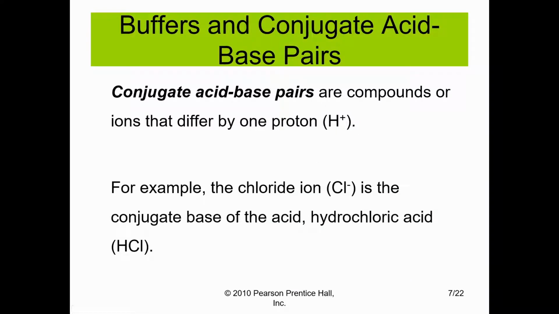When we have a pair of compounds that differ only by one proton, these are considered to be conjugate acid-base pairs. The only difference between these two molecules is that one proton that's being passed back and forth. For example, a conjugate acid-base pair would be hydrochloric acid, HCl. That would be the acid, and then the conjugate base would be Cl-, or the HCl after it's lost one proton. The only difference between these two molecules here is that the Cl- doesn't have a proton, which the HCl does.